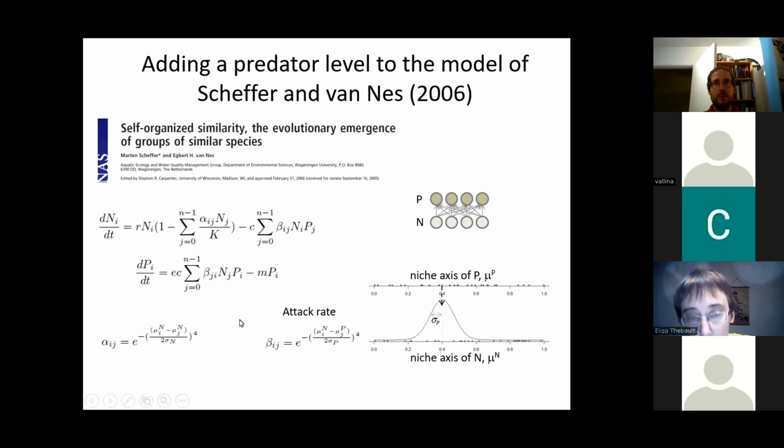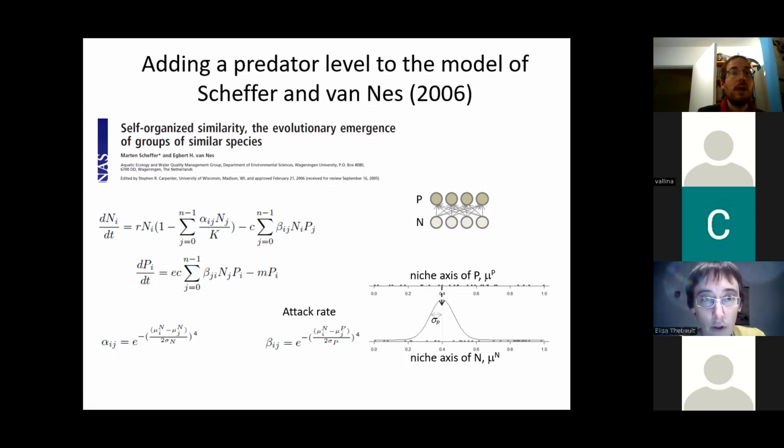And predation is defined in a similar way, meaning that predators are organized on a niche axis for predators along the niche axis of a prey species. It's the distance between the value of a predator along the niche axis and the value of a prey on its niche axis that determines the predation rate. And again, we have the width of the predation curve that determines the niche width of predation, how much the predators are specialized or generalized on a set of prey. Okay, so that's the basic model that we are going to simulate here.